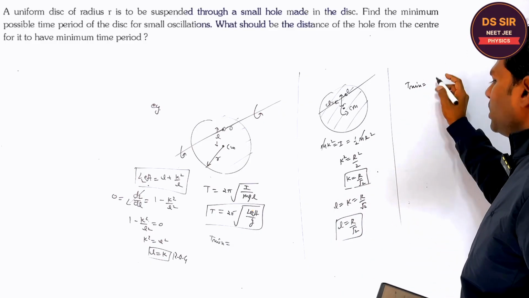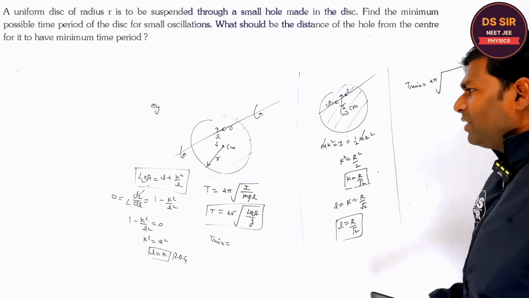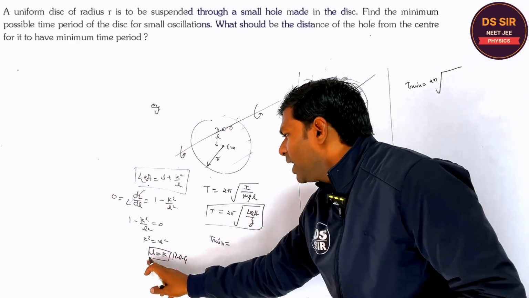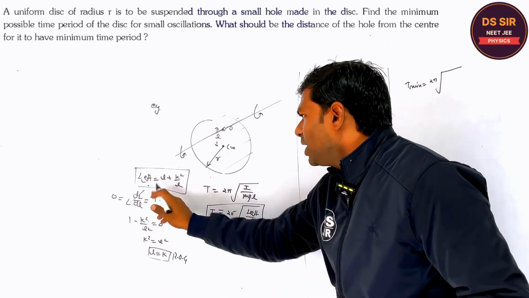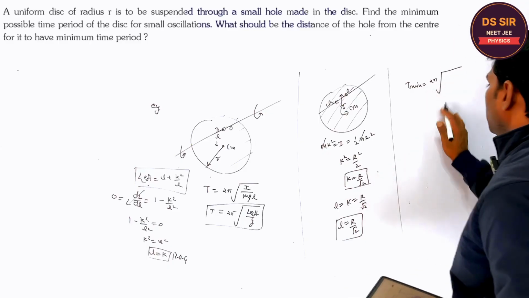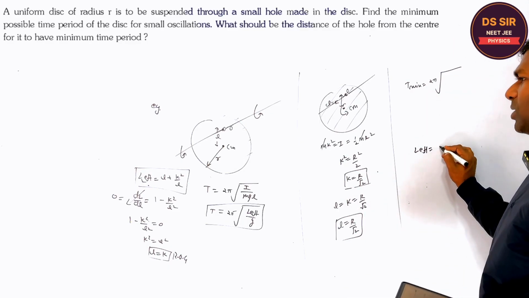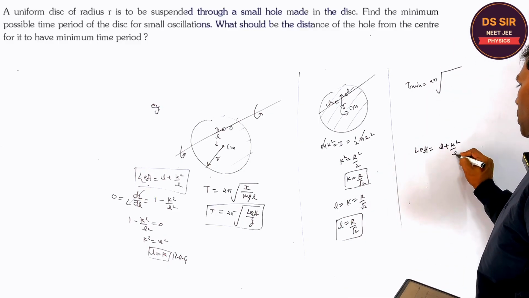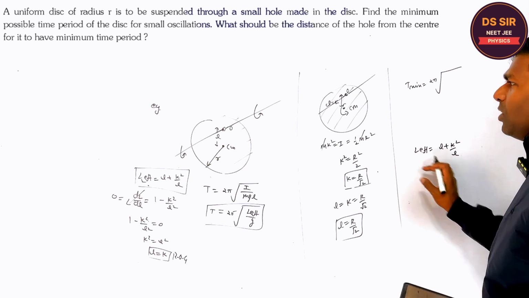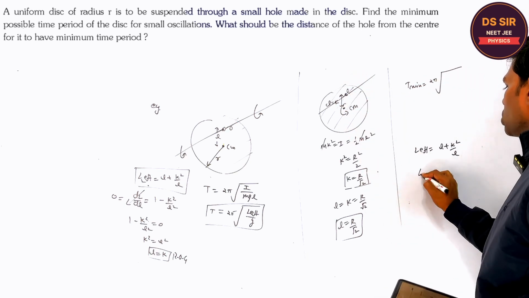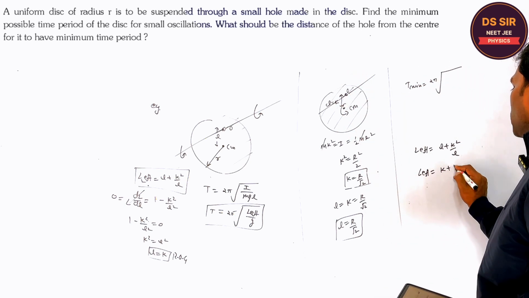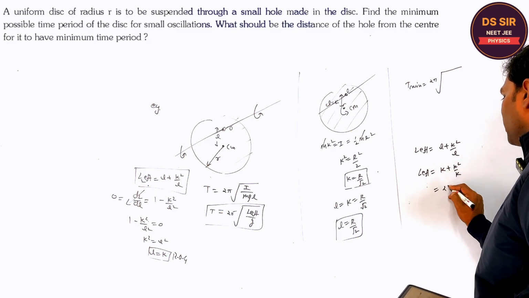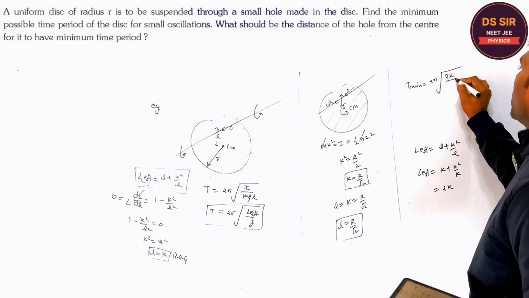For the minimum time period, 2 pi root. What is the L effective in this case? When L is equal to K. So what is the L effective in this case? You tell. The L effective will be equal to L plus K square upon L. It depends upon the L. When L is equal to K, the effective length will be equal to 2K. Although we have done this already. So this is 2 pi root 2K upon G.